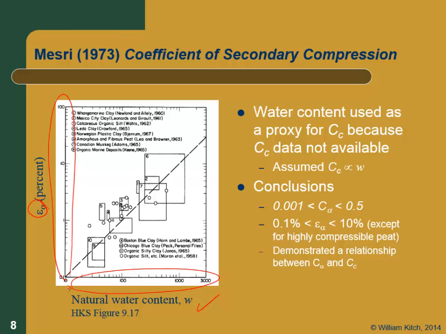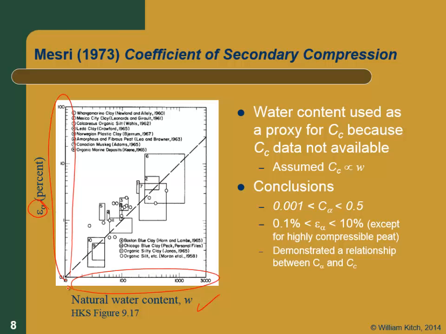I don't know if you can remember back to some of those e-log p curves we showed, where once it crosses the pre-consolidation stress, not in a semi-log plot, that line goes almost vertical. So clearly there's a big structural change there. So if there's a big structural change, then it's reasonable to expect there to be a significant amount of secondary compression.